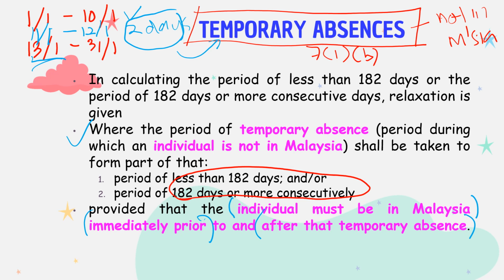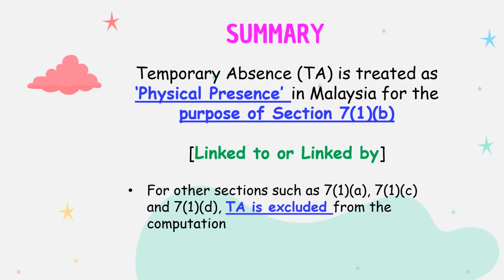But to ensure that you can apply TA, make sure that before and after TA, the taxpayer must be physically present in Malaysia. For example, the temporary absence starts 11 January. On 10 January, is the taxpayer present in Malaysia or not? Yes, we have 10 January. The last day of TA is 12 January. So after TA, do we have 13 January? Yes. So due to that, we can apply this TA. Hopefully, you guys can understand a little bit what is temporary absent.